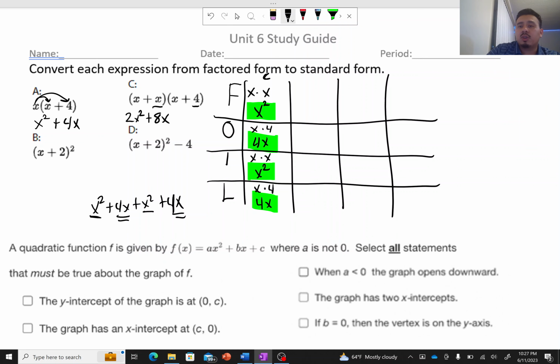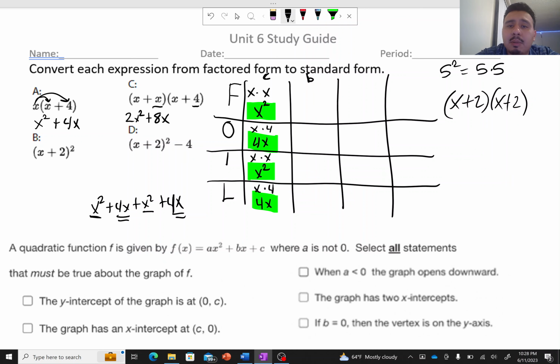Now, one that was also giving you guys confusion was letter B. Letter B, you guys were like, Mister, what do I do? How can I use FOIL? I see a squared value at the top. Well, let me go ahead and simplify this. What is the squared? That means multiplying it by itself, so that's going to mean x plus 2 times x plus 2. And there we have our FOIL, okay?